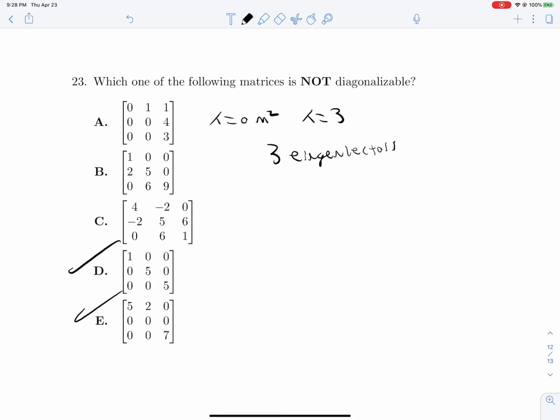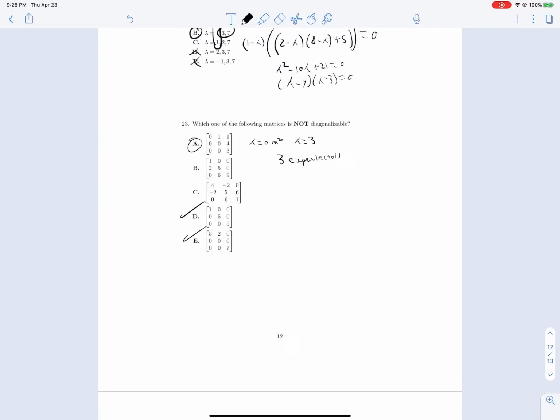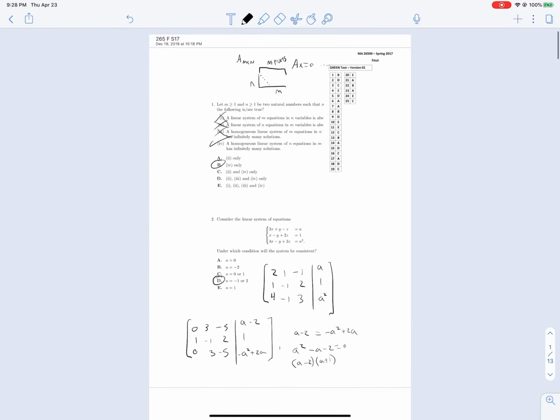Each of these eigenspaces can have either one eigenvector or potentially 2 eigenvectors in the case of this multiple eigenvalue. But we know just by looking at A that when we plug in lambda equals 0, this is the same as A minus 0I, and we see that this has 2 pivot positions, and as a result we'll only have one free variable, so we can only have one eigenvector. So with 2 total eigenvectors, we cannot span R3 with our eigenvectors, so A is not diagonalizable. So 23 is A.